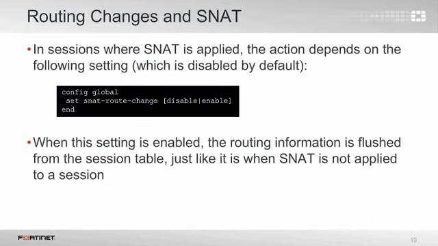In sessions where SNAT is applied, the action that FortiGate takes after a routing change depends on the SNAT route change setting. When this setting is enabled, the action is the same as it is for sessions without SNAT. Namely, routing information is flushed from the session table. Route cache entries are removed. Routing lookups are done again for the next packets. This can potentially change the outbound interface being used to route the traffic, and RPF check is done again for the first packet in the original direction.